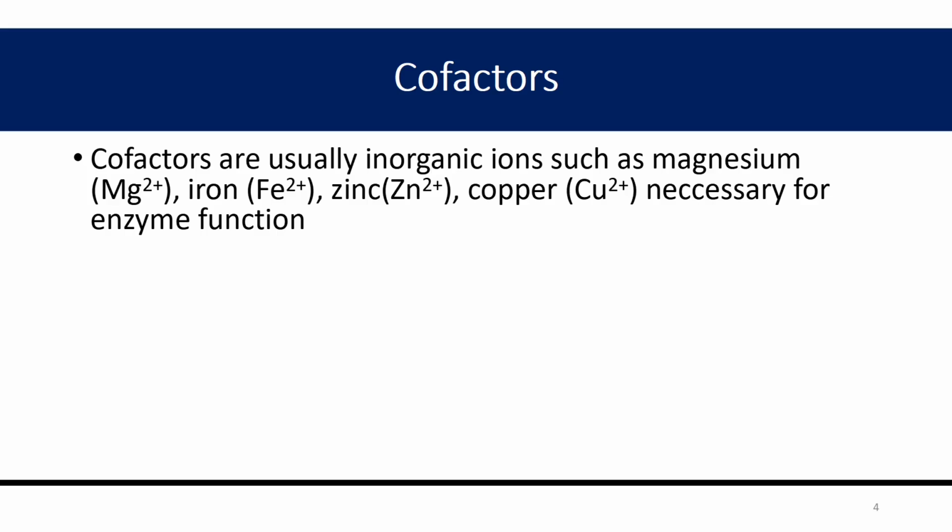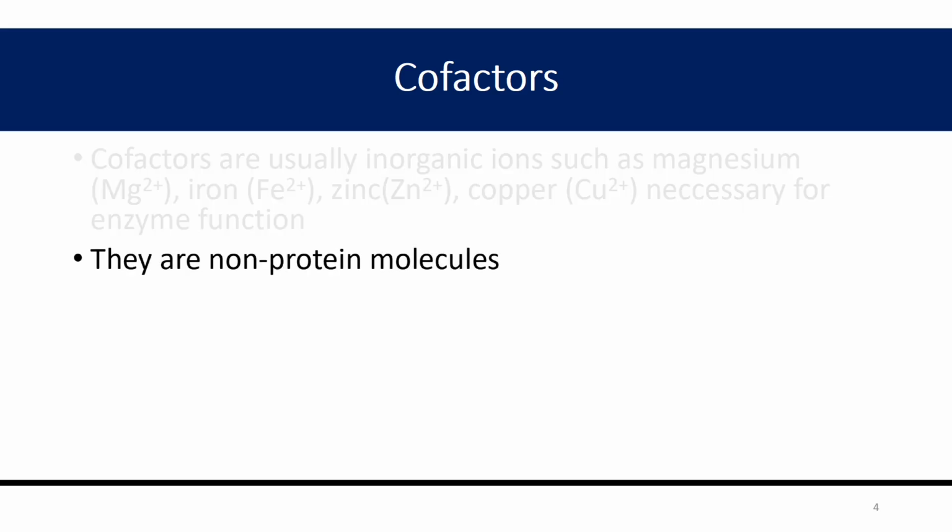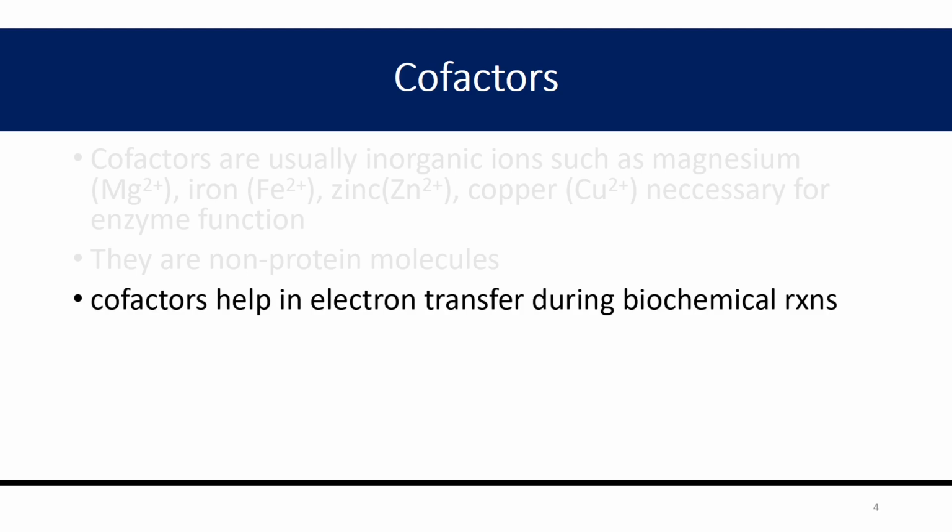Let's talk about cofactors. Cofactors are essentially inorganic ions such as magnesium, iron, zinc, copper, and these are necessary for the function of enzymes. Now remember that enzymes are essentially protein in nature. However, these cofactors are non-protein molecules, so the non-protein molecules assist the protein molecule in their enzymatic processes within the biological system. Now, cofactors help in electron transfer during biochemical reactions. Now, this electron transfer is important for the function and activity of the enzymes.